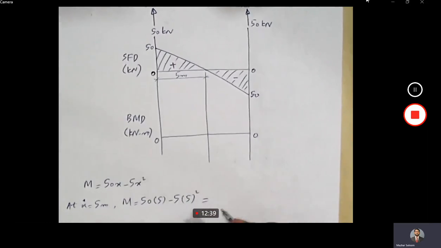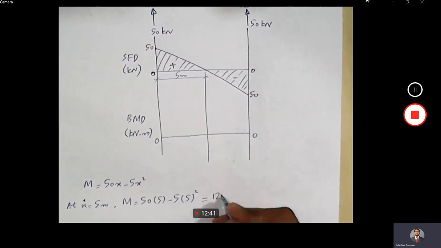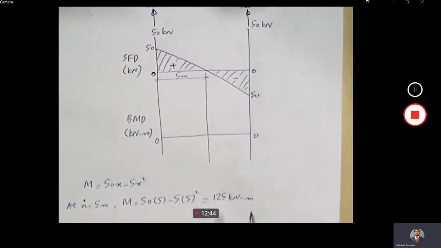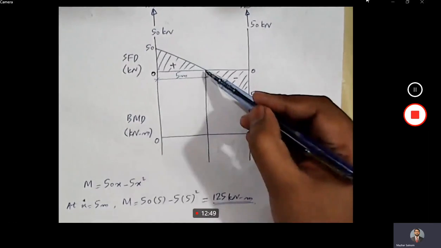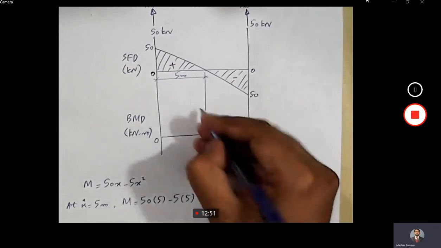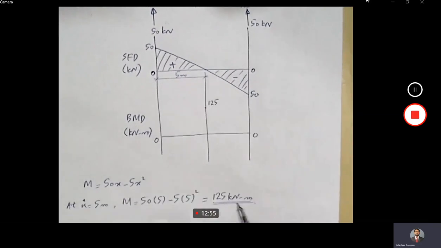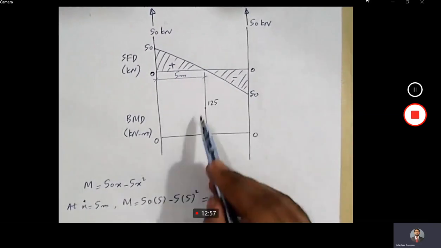And if we solve that, what do we get? We get 125 kilonewton meter. So you see that at this point, at the point of 0 shear, the value of bending moment is 125 kilonewton meter. So we have got this point.